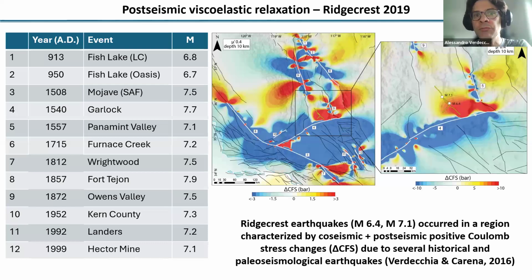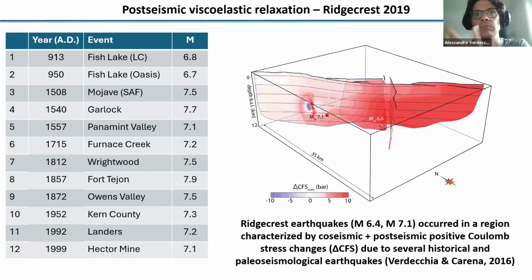And this is basically a more fancy way to show Coulomb stress changes distributed on the 3D geometry of the fault. You can see where the 6.4 event and the 7.1 were located, and you can see that basically all the faults and smaller faults that were involved during the Ridgecrest earthquakes were characterized by positive Coulomb stress changes.